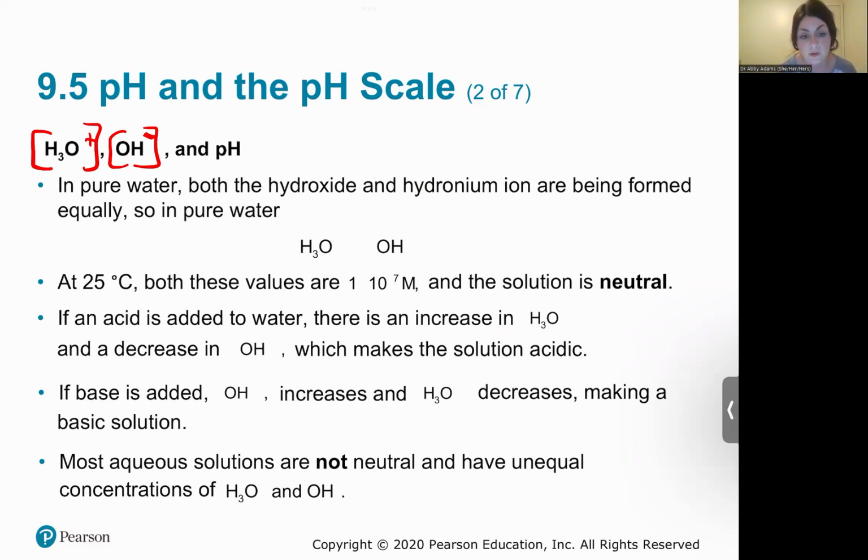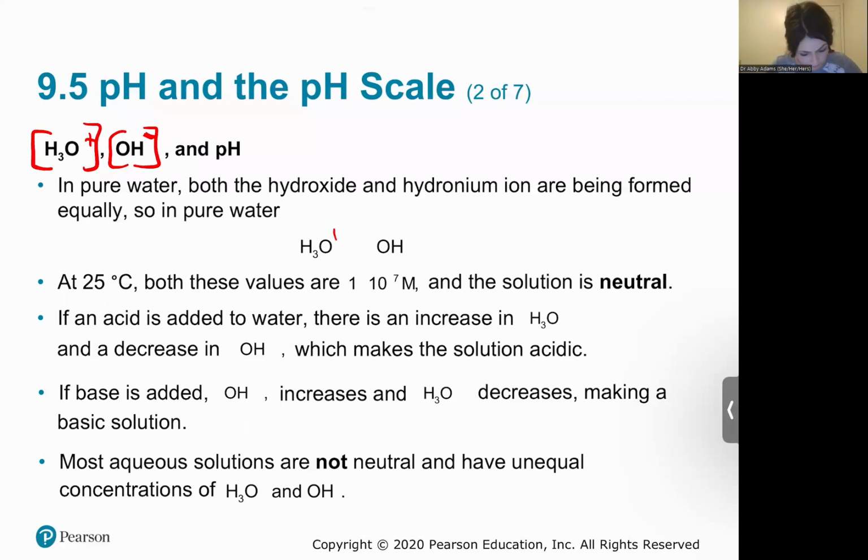So in pure water, both the hydroxide and hydronium ions are being formed. So in this case, your hydronium ions are going to be equal to your hydroxide ions. If we're given a temperature of 25 degrees Celsius, they're both going to be 1 times 10 to the negative 7th molar, and the solution then is neutral.